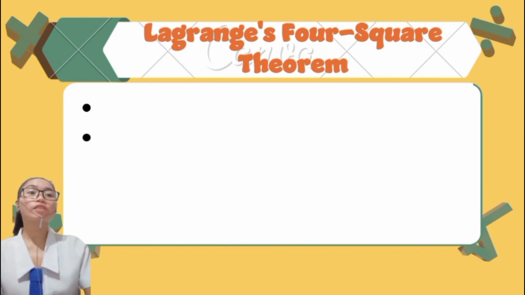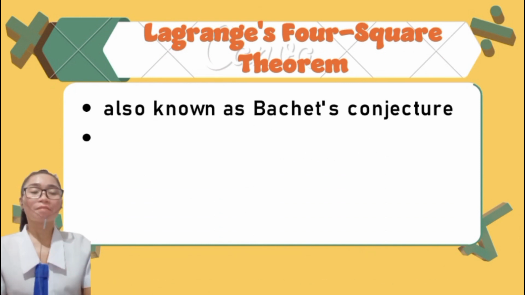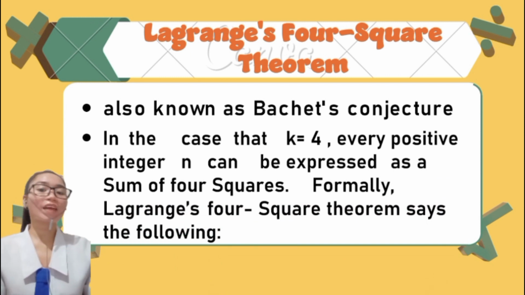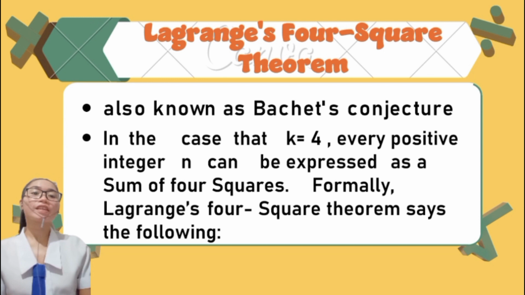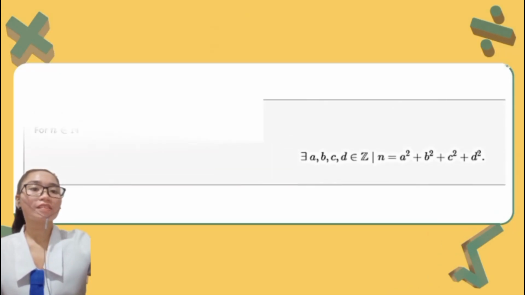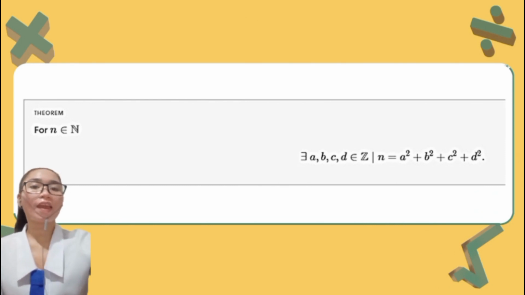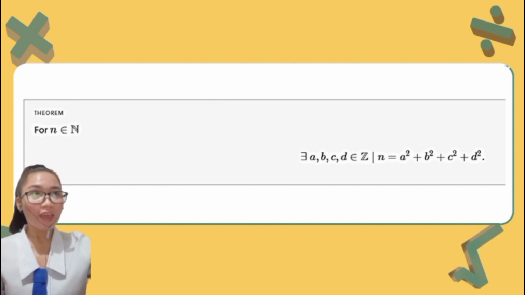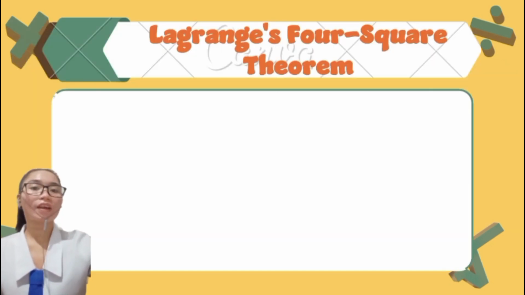Alright, so the Lagrange four-square theorem. It is also known as Bachet's conjecture. In the case that k is equal to 4, every positive integer n can be expressed as the sum of four squares. Formally, this theorem says that for n an element of the natural numbers, there exist integers a, b, c, d such that n is equal to a squared plus b squared plus c squared plus d squared. So a, b, c, d are the integers that we need to square and sum up.